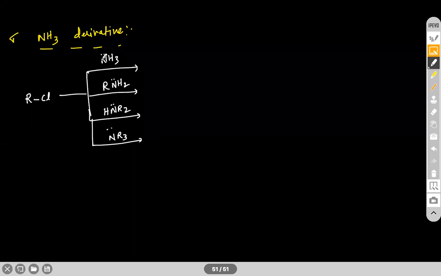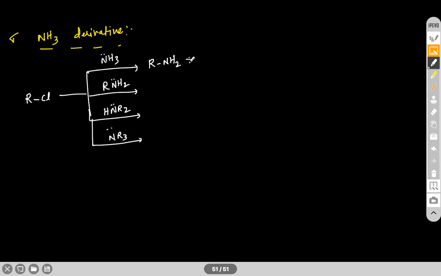Tell me the product in the first one. RNH2. We'll get RNH2 plus HCl. How this happens, you see. First one I'll explain. RCl plus NH3. NH3 has a lone pair. This attacks onto this and this goes out.